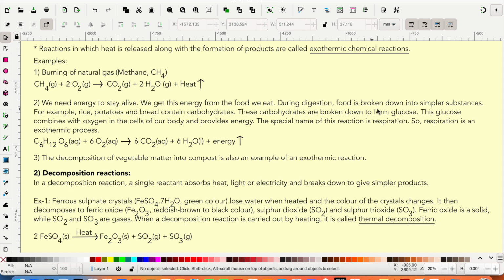Another example is respiration. We need energy to stay alive. We get this energy from the food we eat. During digestion, food is broken down into simpler substances. For example, rice, potatoes and bread contain carbohydrates. These carbohydrates are broken down to form glucose. This glucose combines with oxygen in the cells of our body and provides energy. The special name of this reaction is respiration. So respiration is an example of an exothermic process. The decomposition of vegetable matter into compost is also an example of an exothermic reaction.